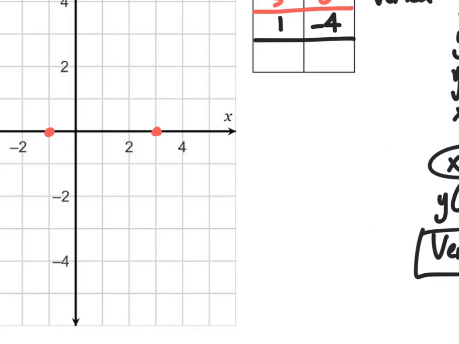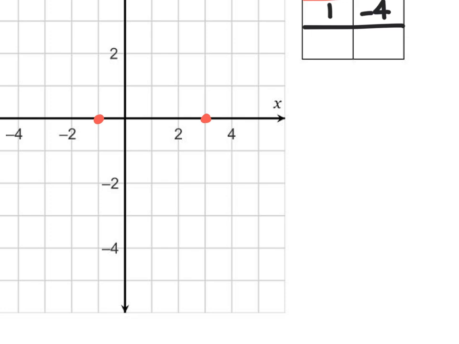Now if I come over here and graph that, 1, negative 4 is right here. Okay? And that's that.